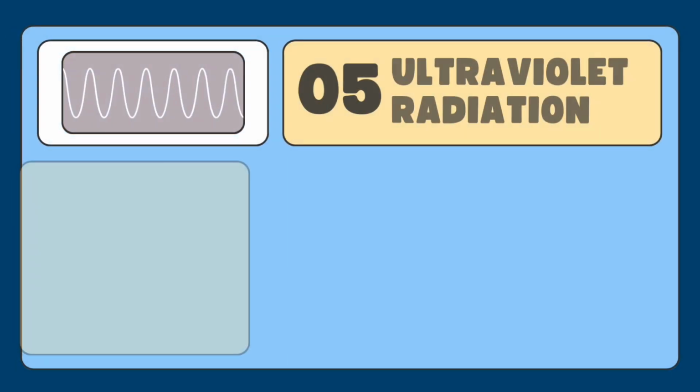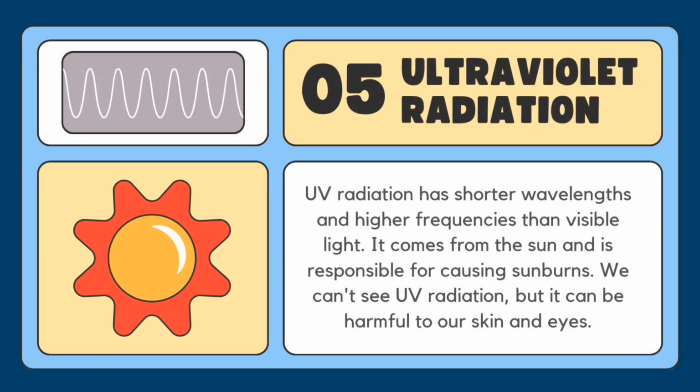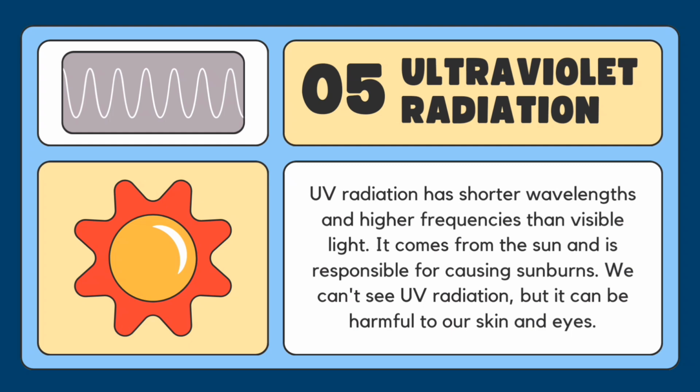Now we will be learning about ultraviolet radiation. UV radiation has shorter wavelengths and higher frequencies than visible light. It comes from the sun and it is responsible for causing sunburns. We can't see UV radiation, and it can be harmful for our skin and eyes.